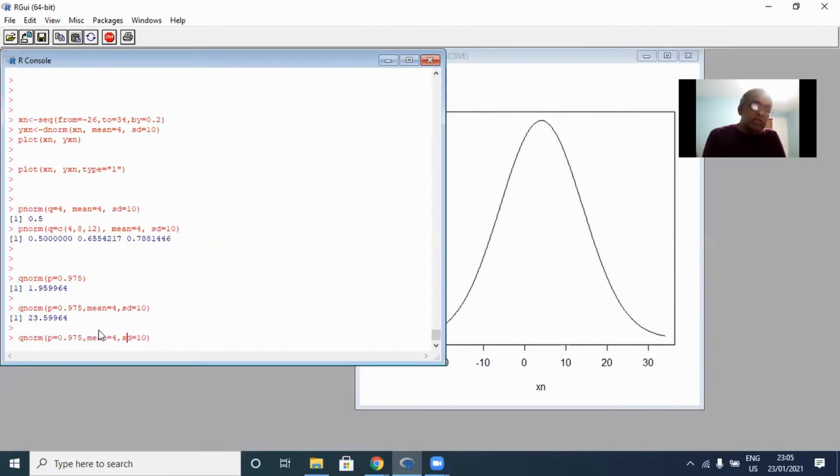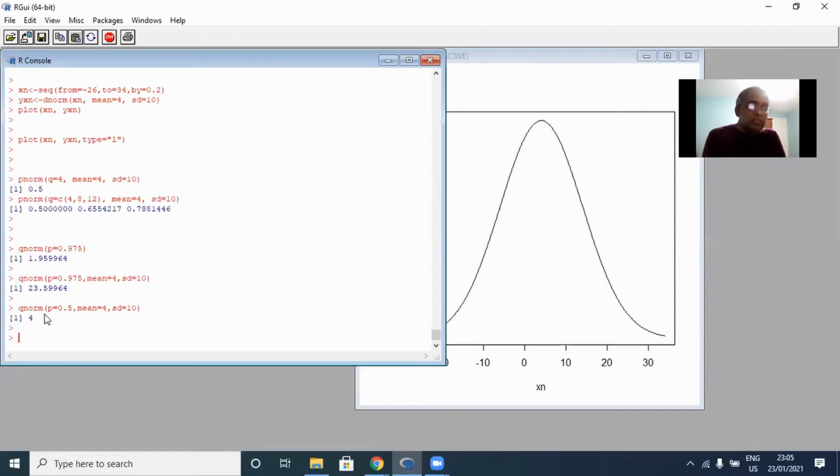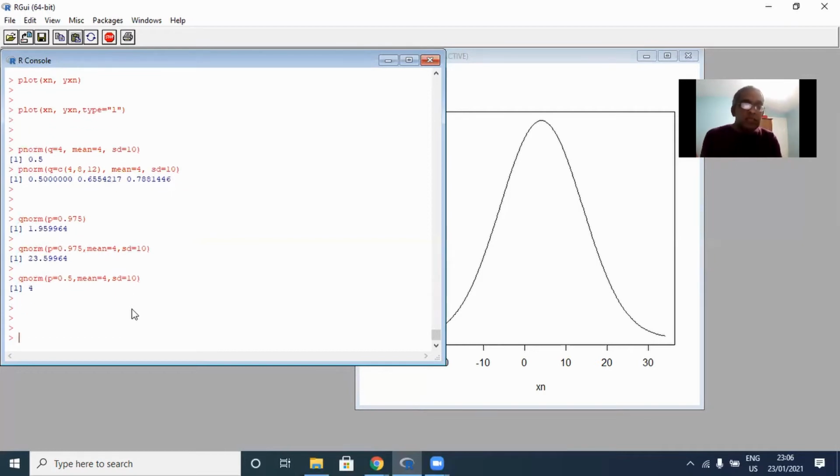And similarly, you can get this. So this is the median value, which is equal to 4, which is equal to the mean. You may know that for the normal distribution, the mean and the median are equal, so it makes sense. Okay. All right. The next thing is rnorm.